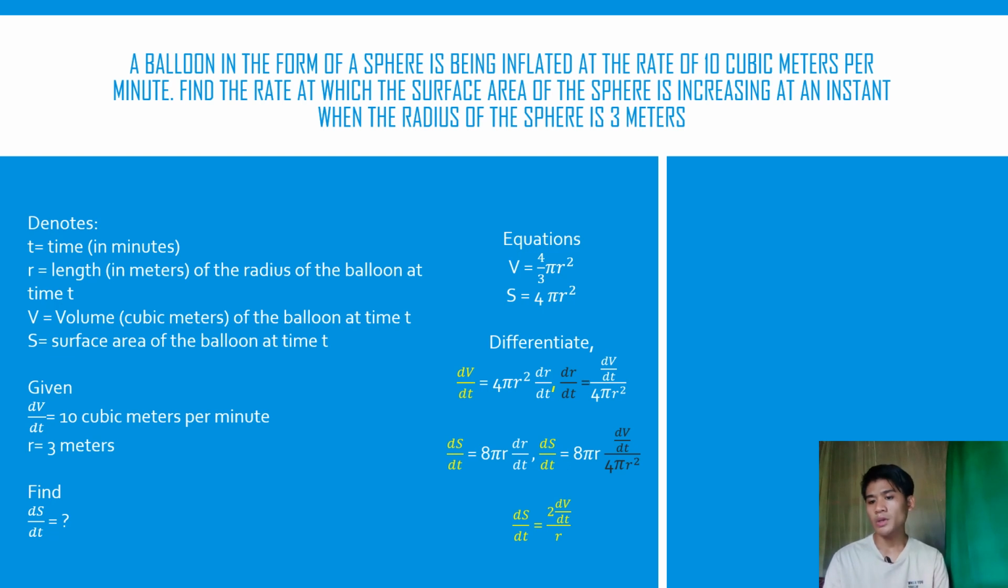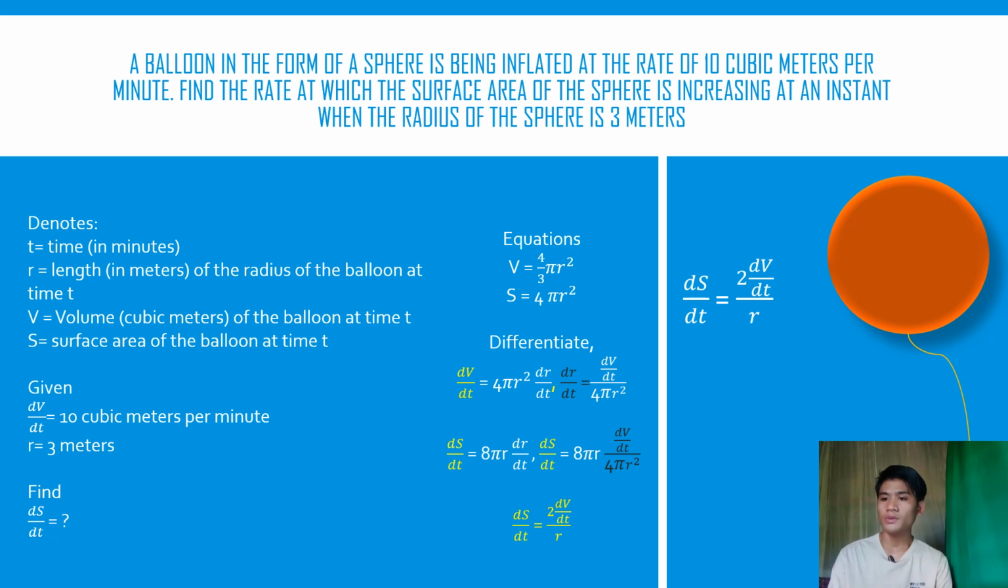So we have to substitute the given, assuming that this is the balloon. We have the new formula that we can use for solving dS/dt. Just plug in these values. We have 2, and dV/dt, the derivative of volume with respect to time, is 10 cubic meters per minute, so we have 10, and our radius is equal to 3. So we have 2 multiplied by 10 over 3, or approximately 6.67 square meters per minute.